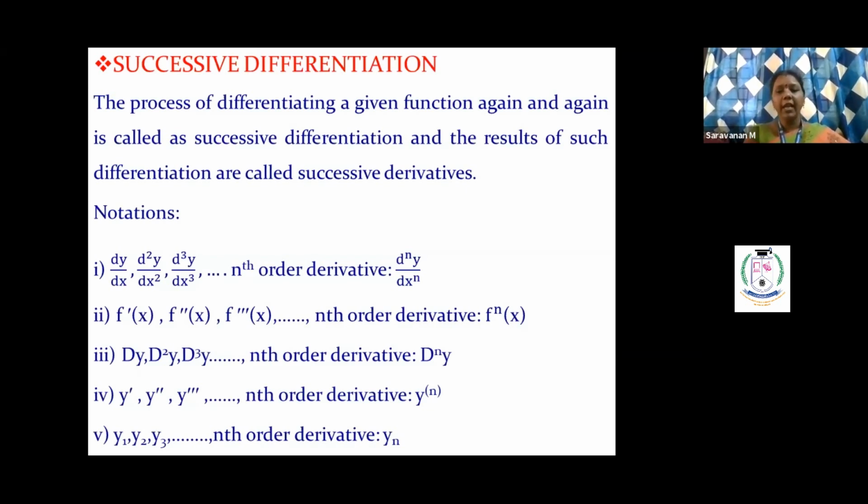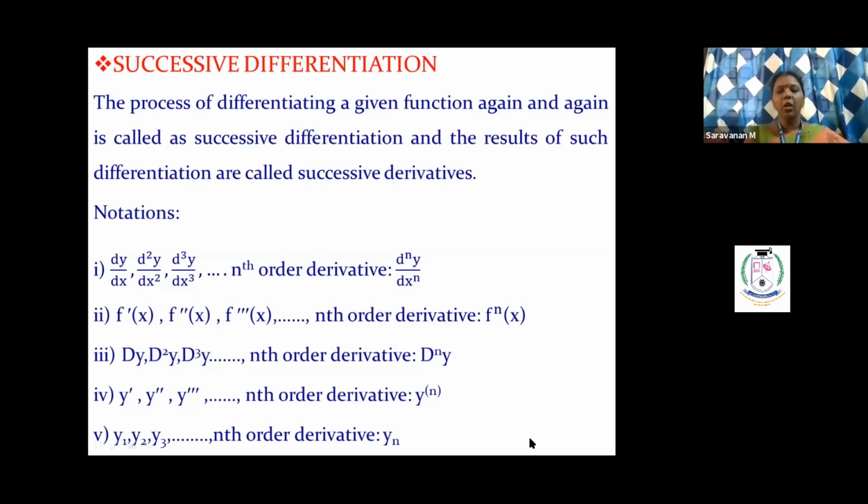So what will be the nth order? The nth derivative of the given function f of x is f power n of x, which is the nth order derivative. Okay, you must know that clearly. Then we can also denote it by capital D. Capital D always denotes d by dx. Capital D always denotes d by dx. Okay, so that's what we have mentioned here as Dy, D squared y, D cubed y.